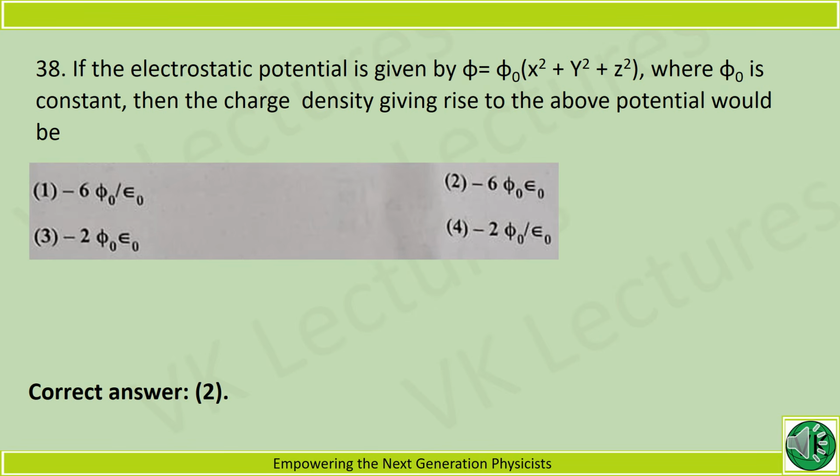If the electrostatic potential is given by phi equals phi naught times x square plus y square plus z square, where phi naught is a constant, then the charge density giving rise to the above potential would be, the correct answer is option 2, minus 6 phi naught epsilon naught.